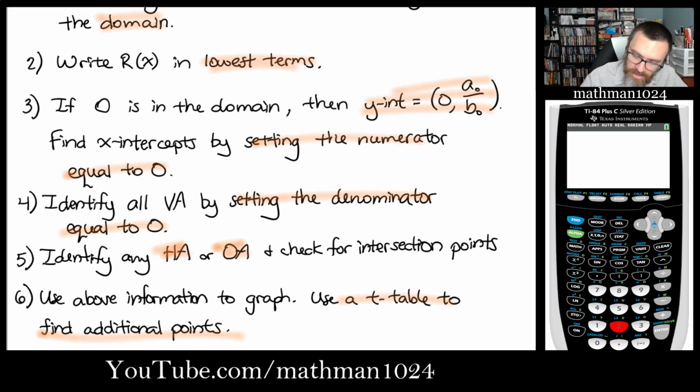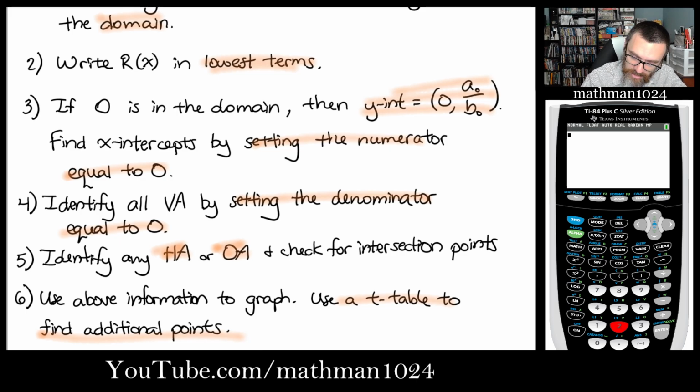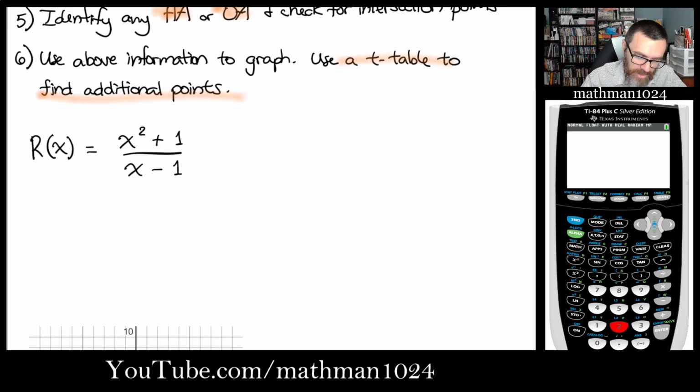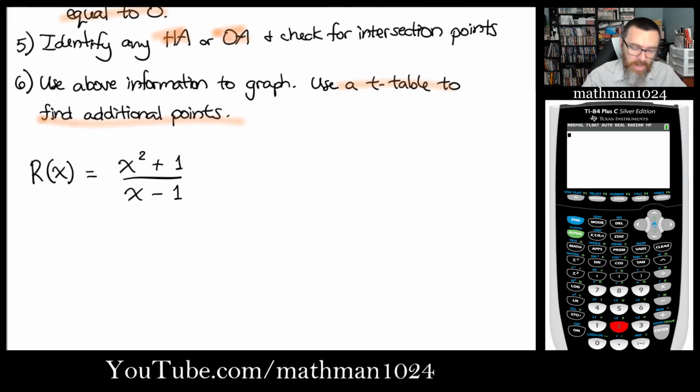Okay, so let's start with this example right here. r of x is equal to x squared plus 1 over x minus 1. Seems simple enough. Now the first step is to completely factor this, and there's not really much to do. x squared plus 1 does not factor, so we leave it just as it is.